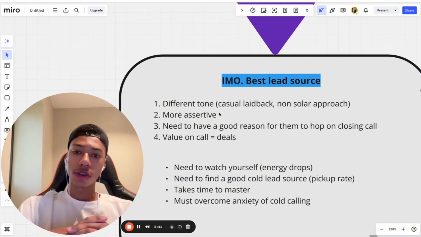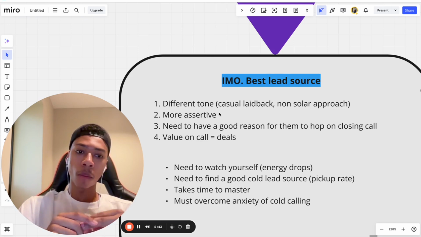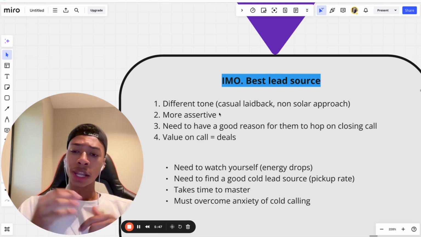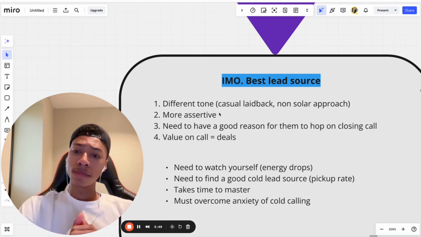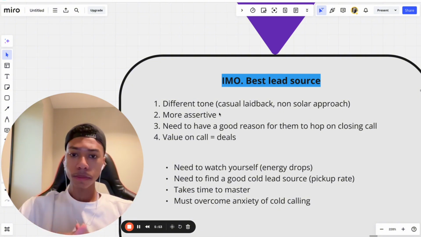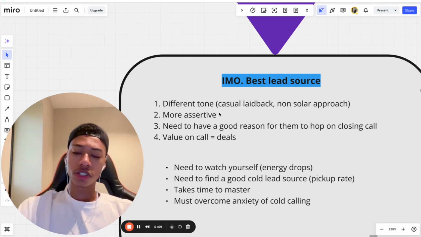The third thing is that you guys need to have a good reason for them to hop on that next closing call. When it comes to cold leads, unlike aged leads or inbound leads, who basically expressed interest in getting solar, a cold lead is a complete stranger. So you basically have to get a complete stranger to hop on a next call with you to buy solar. That can be a challenge.